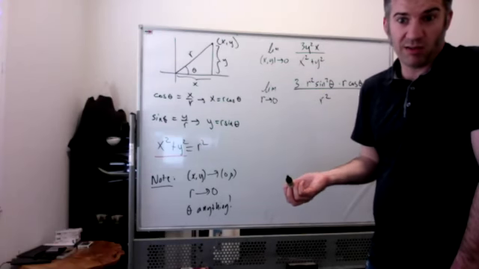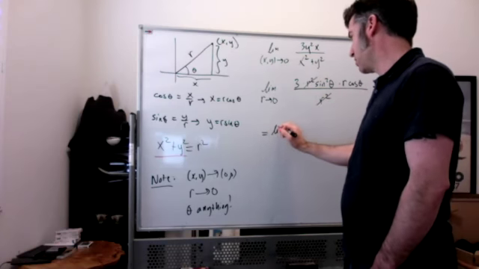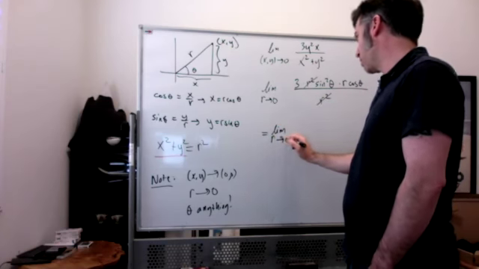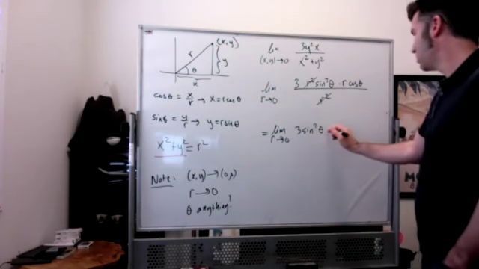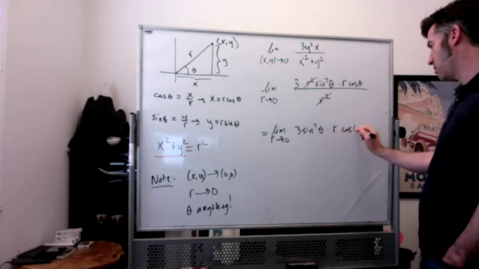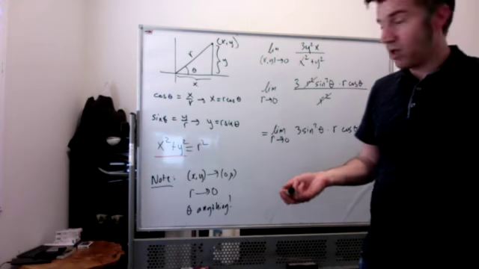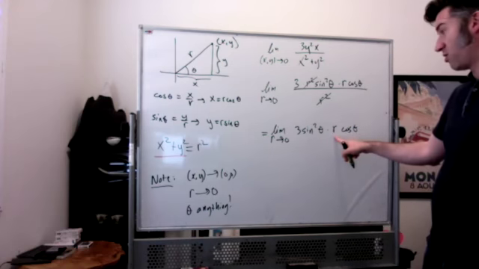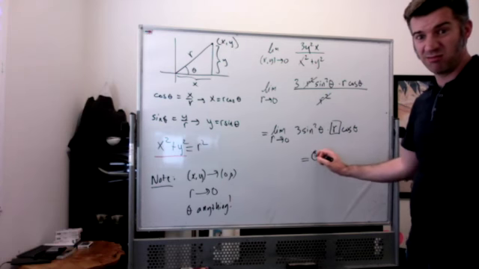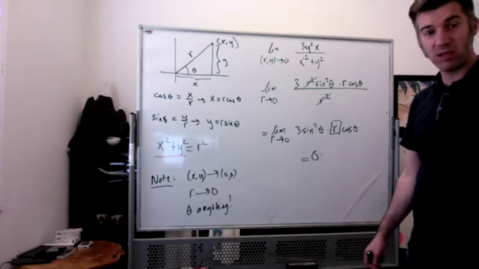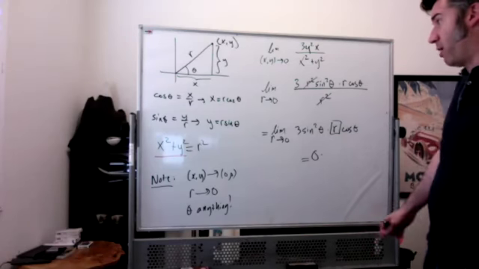The r squareds cancel. So this equals the limit as r goes to 0 of 3 sine squared theta times r cosine theta. And even though theta can be anything, r is going to 0. This is going to be 0, which means this limit exists, right? We just showed that it doesn't matter what path you took.